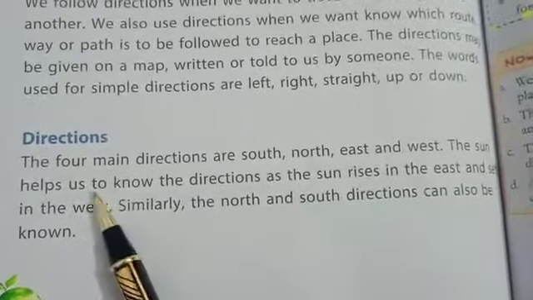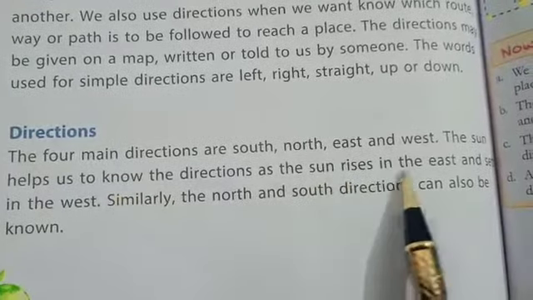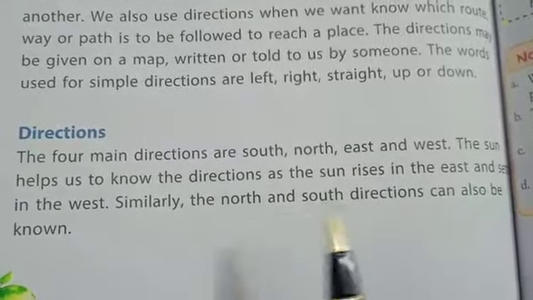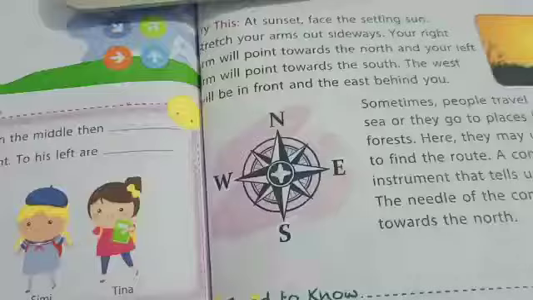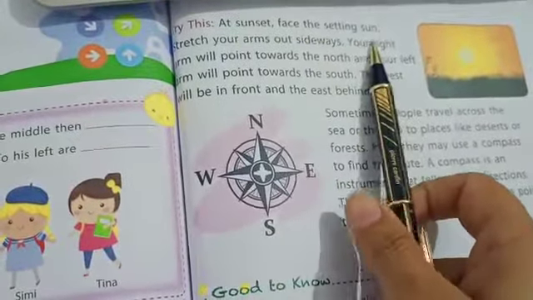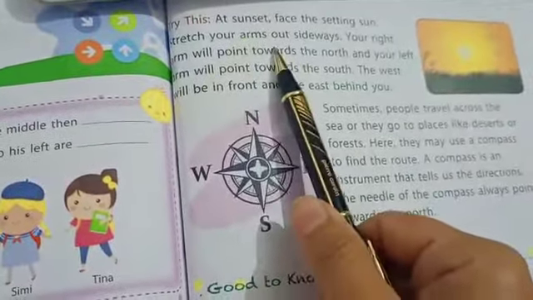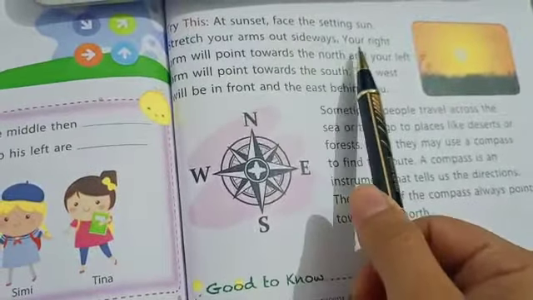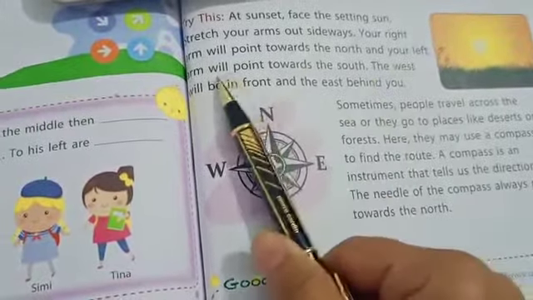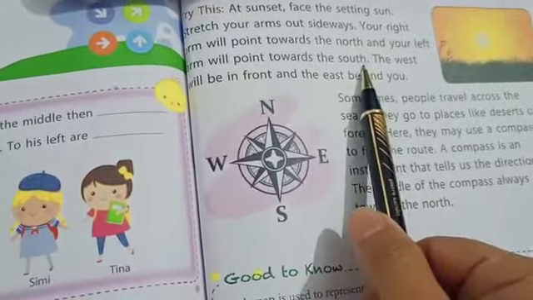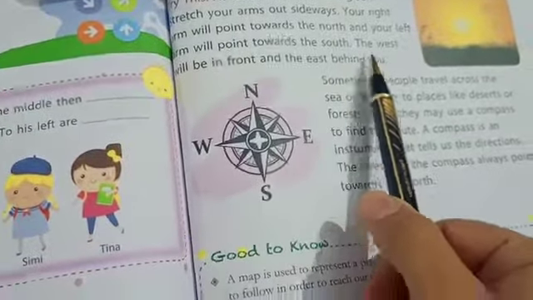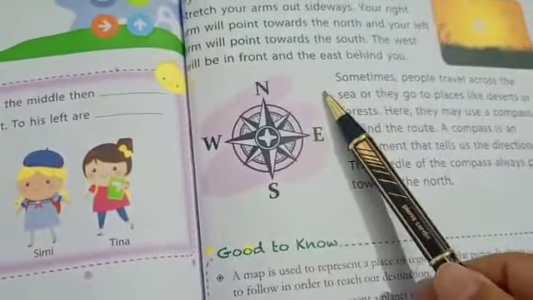The sun helps us to know the directions, as the sun rises in the east and sets in the west. Similarly, the north and south directions can also be known. Try this. At sunset, face the setting sun. Stretch your arms out sideways. Your right arm will point towards the north and your left arm will point towards the south. The west will be in front and the east behind you. So this you can just try.